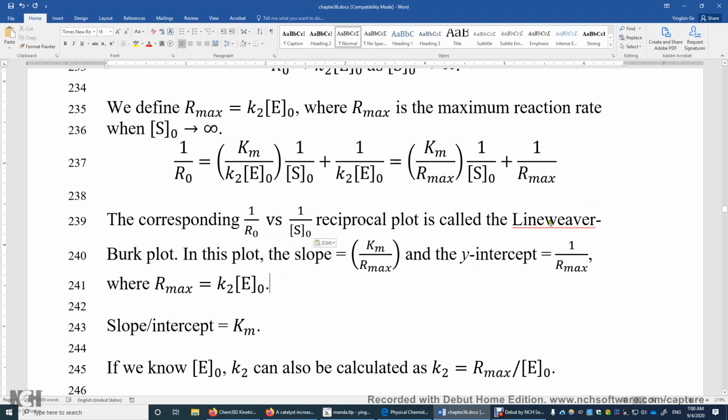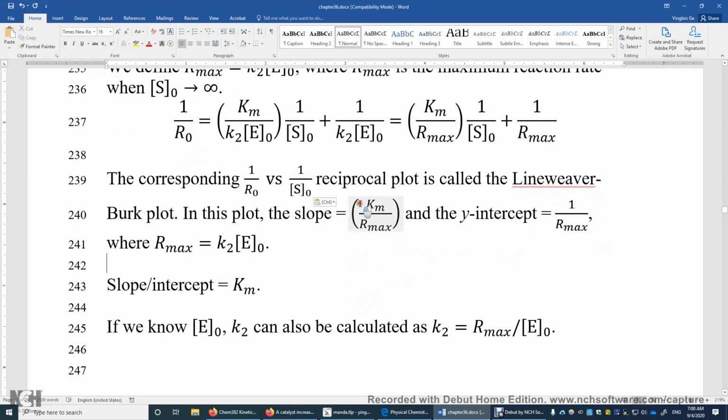You make this plot, it's called a Lineweaver-Burk plot. And again, the slope is Km over R max. The intercept is 1 over R max. If you divide the slope by the intercept, you get this Michaelis-Menten composite constant. If we also know E0, it's not too difficult. Again, as a chemist, you are supposed to measure the initial concentration of the enzyme. And then you know R max, you can calculate K2 easily.